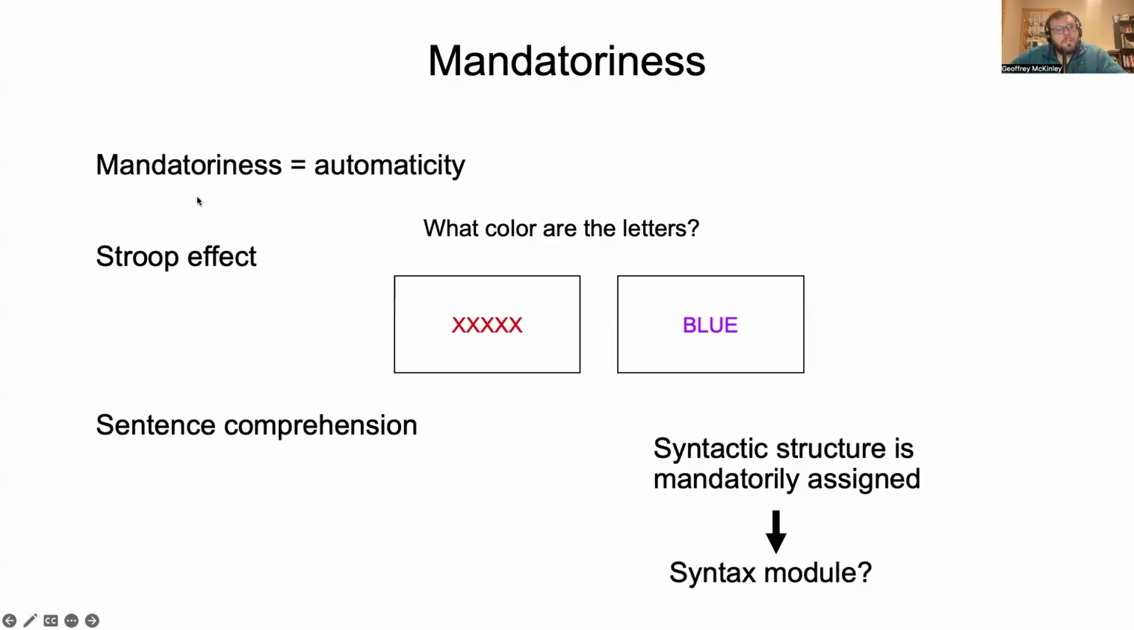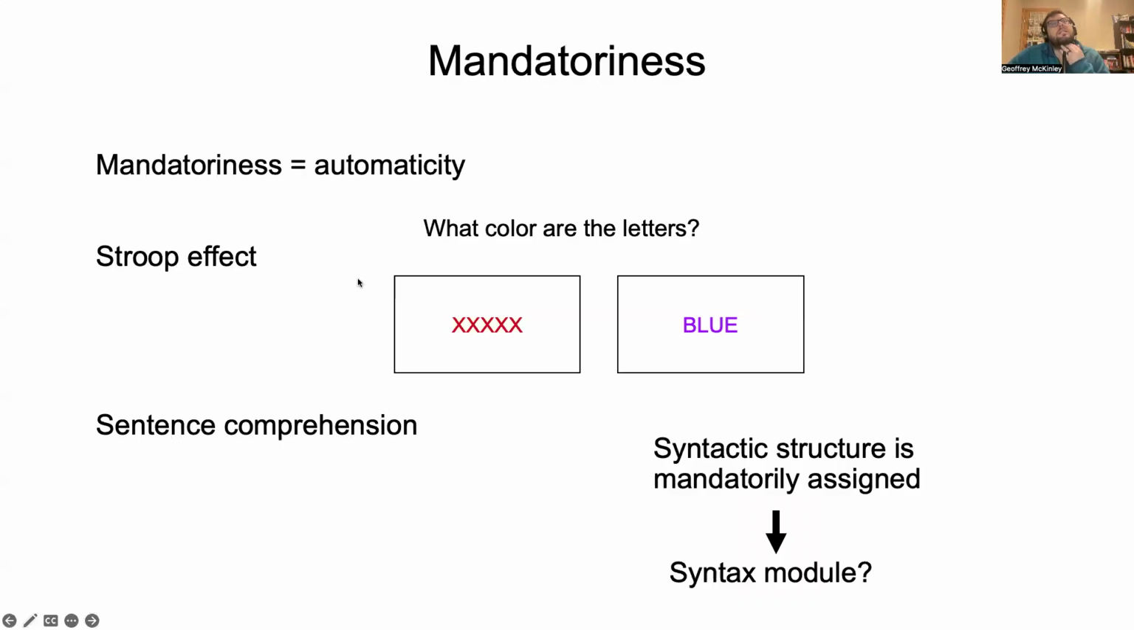Another thing is mandatoriness. So mandatory application, right? This is synonymous or equivalent to automaticity. The fact that I'm talking right now is an automatic skill. The fact that I can read is an automatic skill. It doesn't mean it's innate, but it's automatic at some point. Walking is an automatic skill for many people once you grow up.